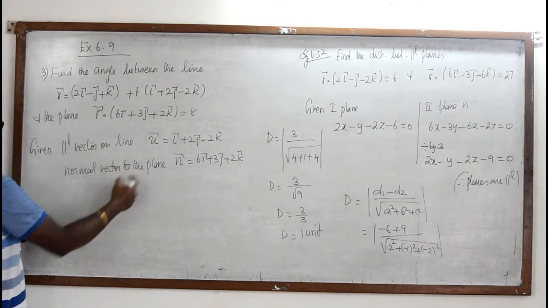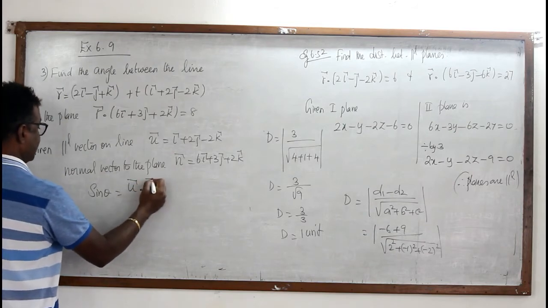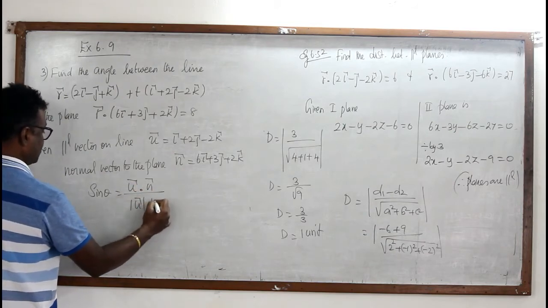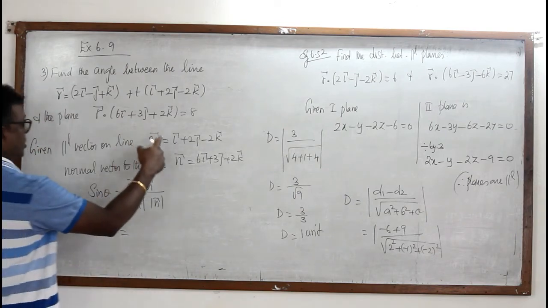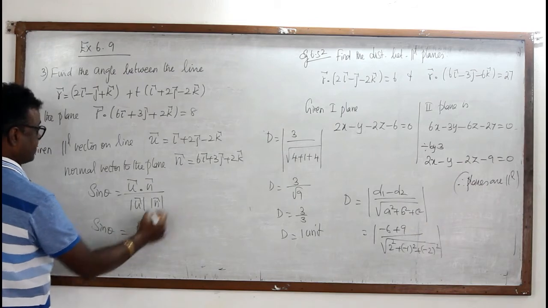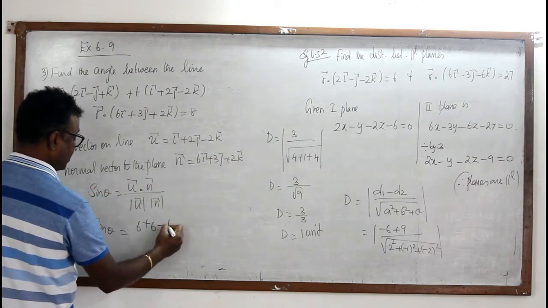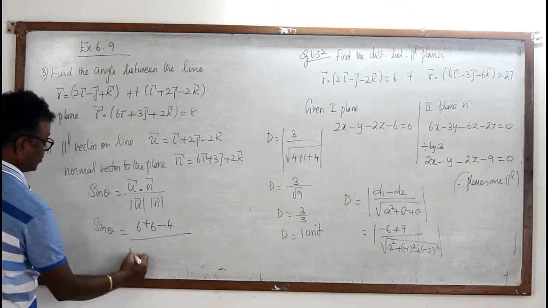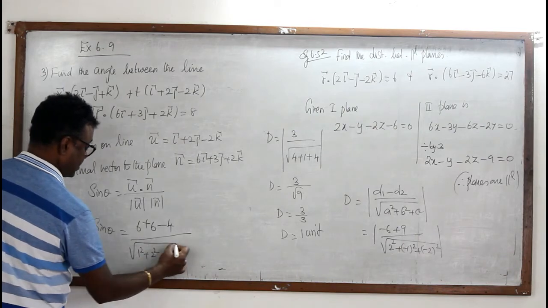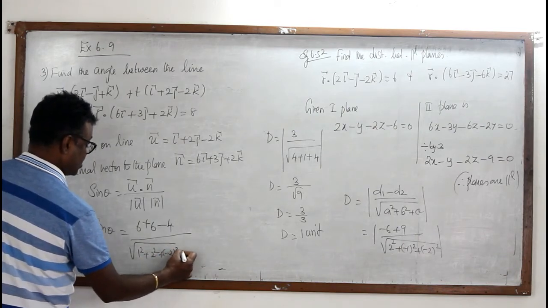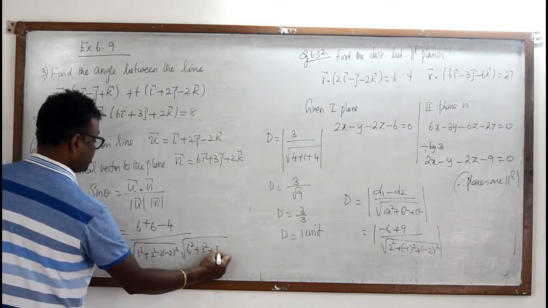Remember, between a line and a plane, the formula is sin theta equal to u dot n by modulus of u into modulus of n. That is, sin theta equal to u dot n, means 1 into 6, 6, 2 into 3, 6, minus 2 into minus, plus 2 is minus 4. By modulus of u, which is root of 1 square plus 2 square plus minus 2 the whole square, and this one is 6 square plus 3 square plus 2 square.